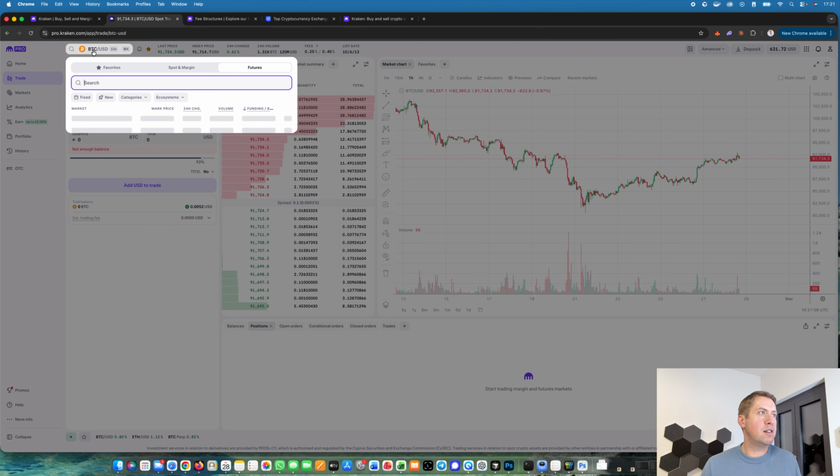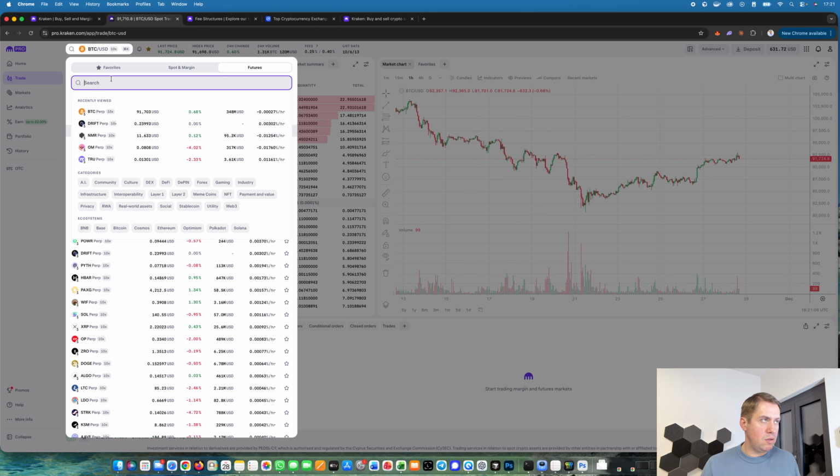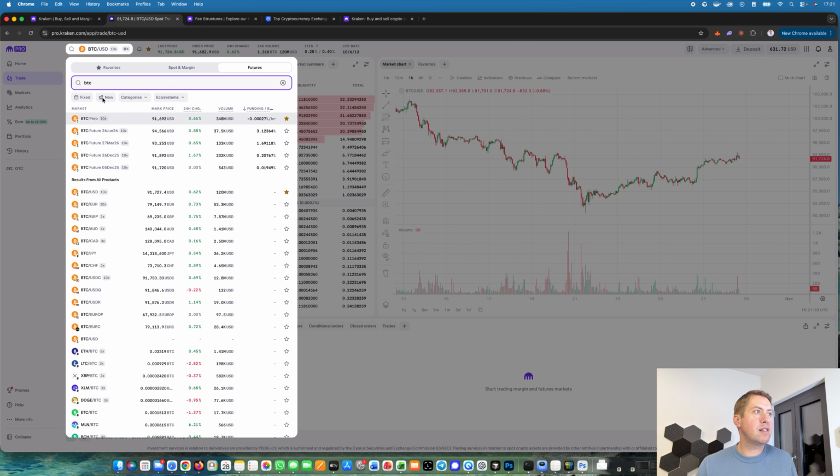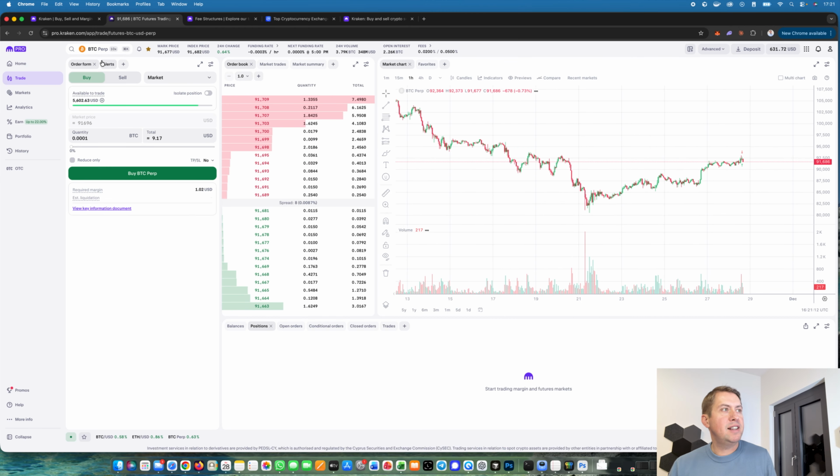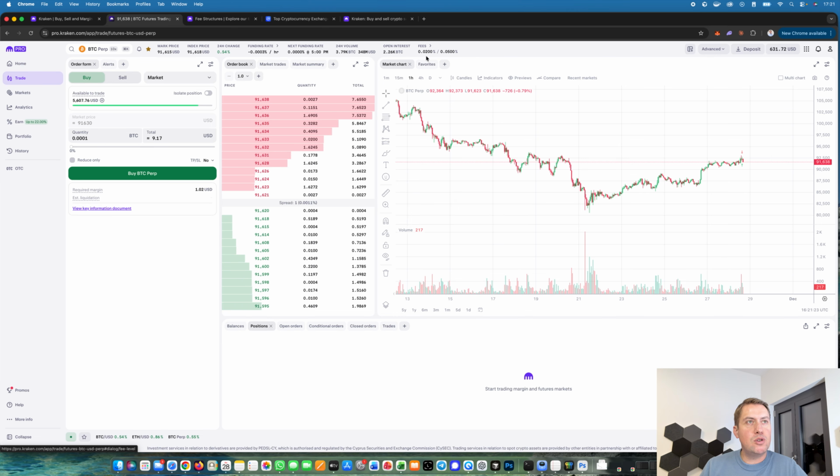So we can just switch to the BTC futures market. And as you can see, it's basically the same, more or less. You can just see here, and it's a perp market. And the fees are lower, obviously, for futures. Here it's only 0.02% or 0.05%.